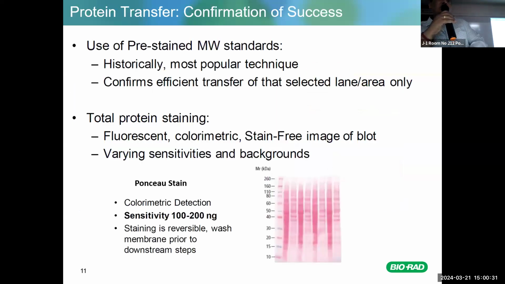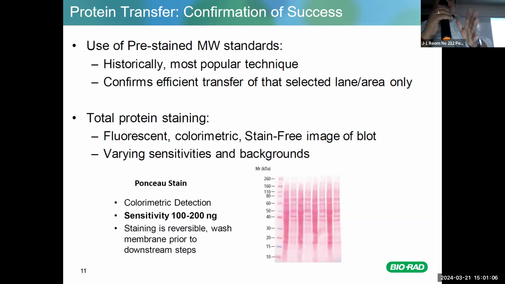After transfer, how do you ensure that transfer has been done? By Ponceau staining. Usually we stain the membrane and then see whether protein transfer has been done or not. Many times people take pictures of this Ponceau stain also, and use the picture for normalization purpose. Do you know normalization? Yes, sir.